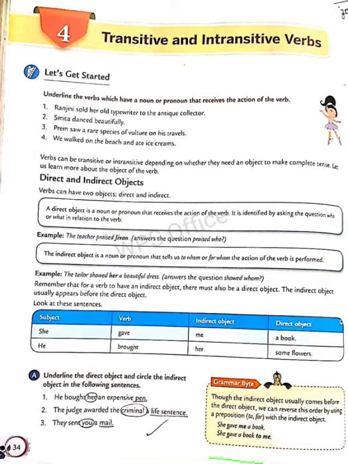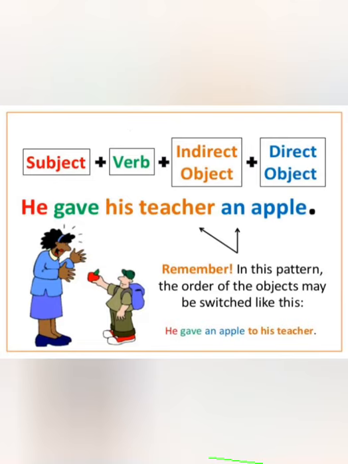The objects can be of two types, that is direct object and indirect object. A verb can have two objects. First, let's talk about a direct object. The direct object is a noun or pronoun that receives the action of the verb. It is identified by asking the question who or what in relation to the verb. Then, the indirect object is a noun or a pronoun that tells us to whom or for whom the action of the verb is performed.